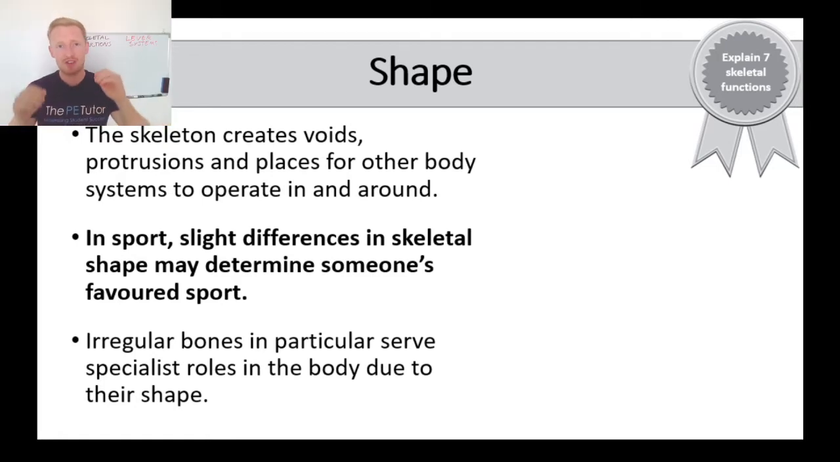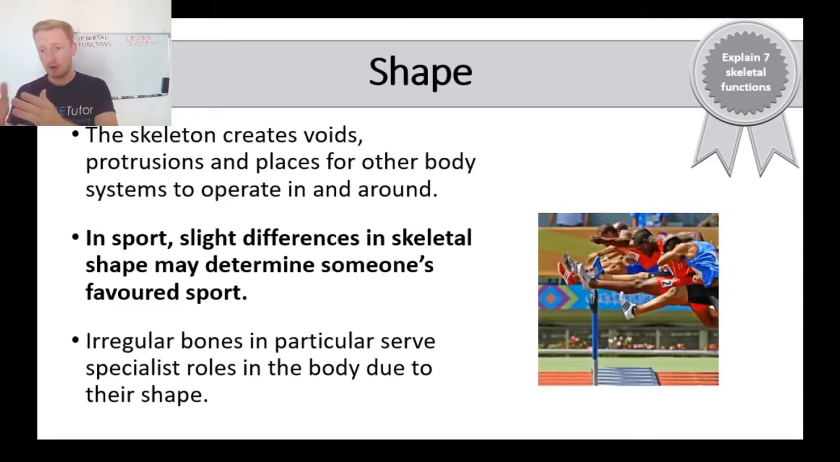So the shape of bones is very important, both for sport selection and general health and well-being, but also for those finer points: muscle attachment, organ attachment, protection of tiny things. In the inner ear, the intricacies of the inner ear allow sound waves to reverberate inside so that we can hear and keep our balance. So shape, incredibly important. So I'll just put the hurdles here, not so much because hurdles relies on shape as such, but it's just a sport where someone with slightly longer legs might opt to pursue it.